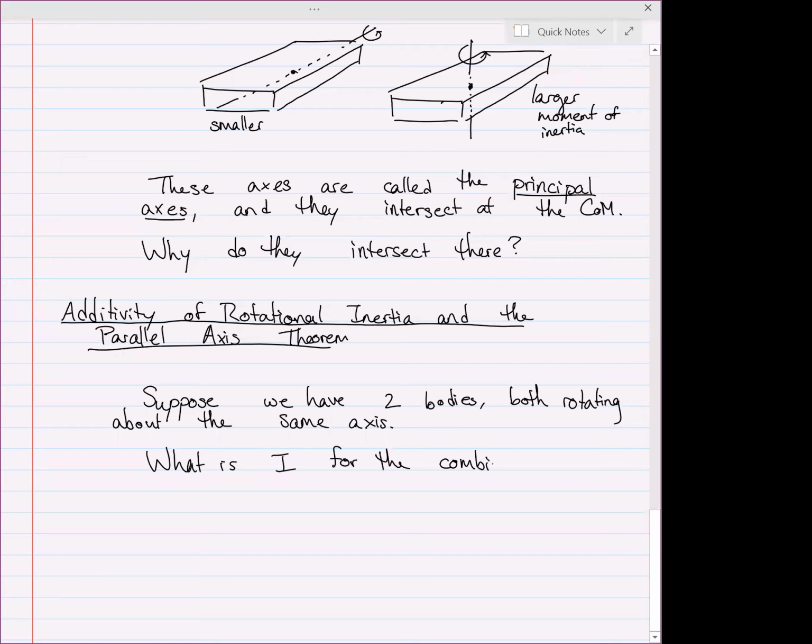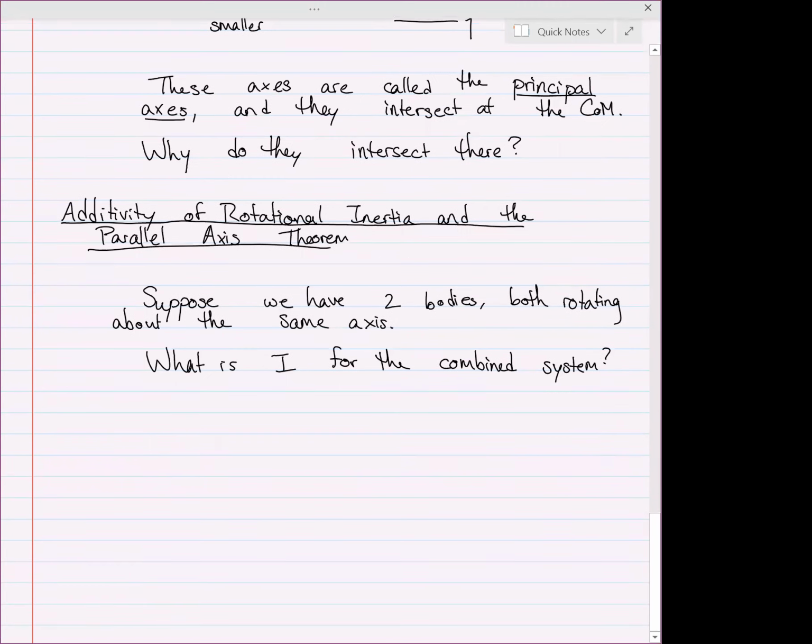Just writing down what I just wrote. What is I for the combined system? I being the moment of inertia. Well, it turns out, and you can hopefully intuit or grok why this has to be the case, the moment of inertia for the system of those two bodies that are both rotating about the same axis is just the moment of inertia of one plus the moment of inertia of the other, which is to say that moment of inertia is additive. And that's just like mass.